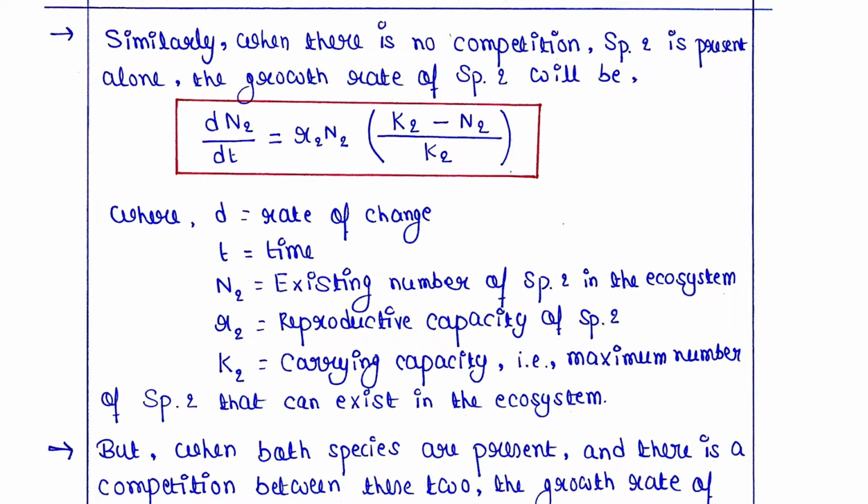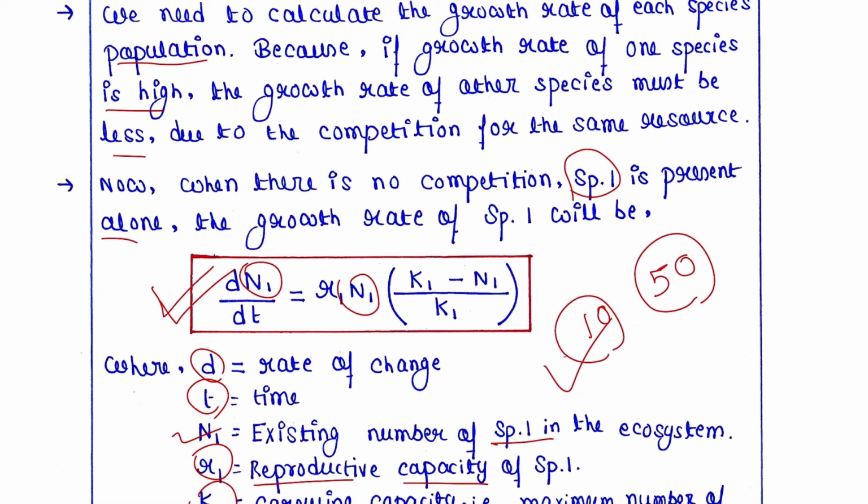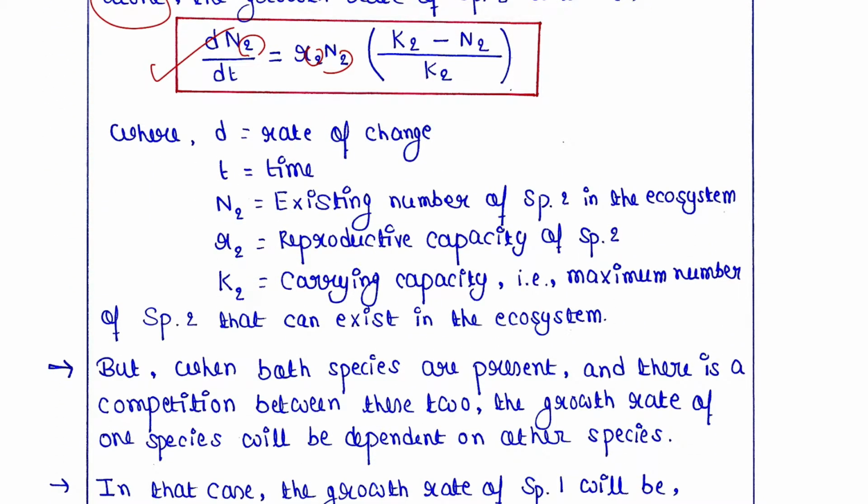Similarly, when there is no competition, species 2 is present alone. So here no species 1 is present, only species 2 is present. The growth rate of species 2 will be this. So the formula is same, only I have changed this to 2, right? So this formula and this formula both are same when they are present only alone, the competitor is not present in the environment. So here again, D is the rate of change, T is the time, N2 is the existing number of species 2 in the ecosystem, R2 is the reproductive capacity of species 2, K2 is the carrying capacity, that is the maximum number of species 2 that can exist in the ecosystem.